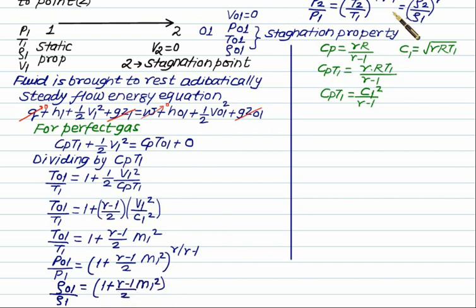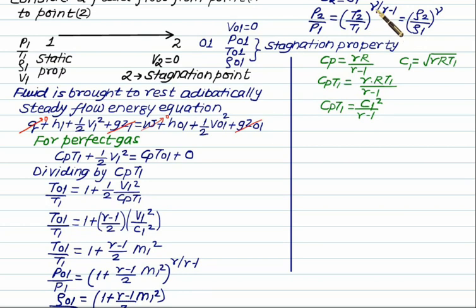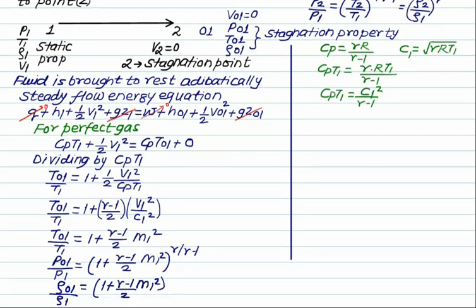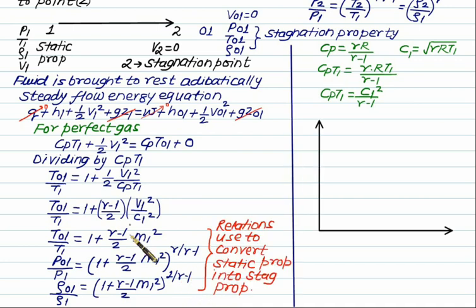Now here is gamma, and this power is cancelled, and we are left with a power equal to 1 upon gamma minus 1. So these relations are used to convert the static property into stagnation property. We can represent this stagnation property on a T-S plot. This entire process is an isentropic process.